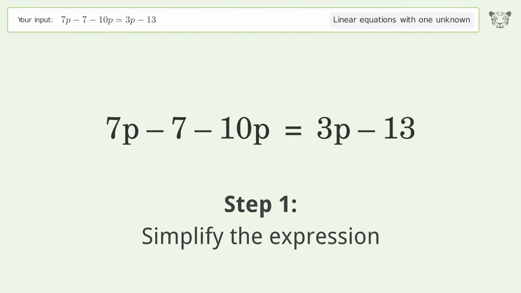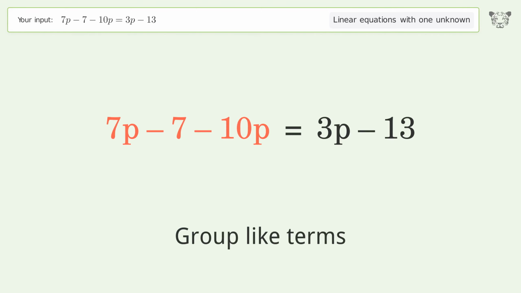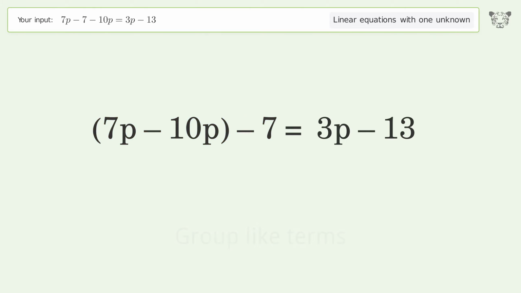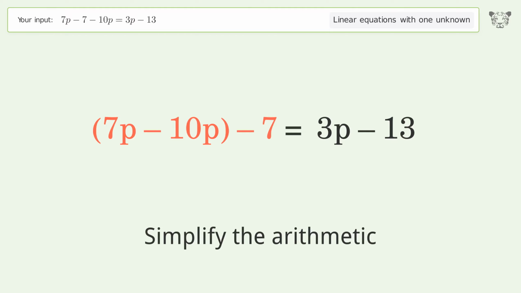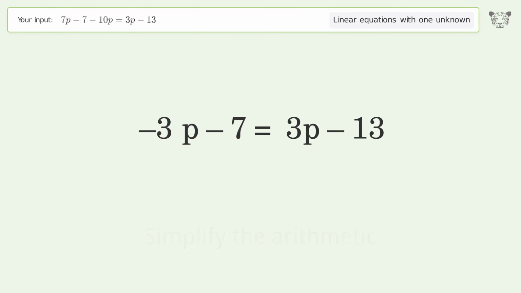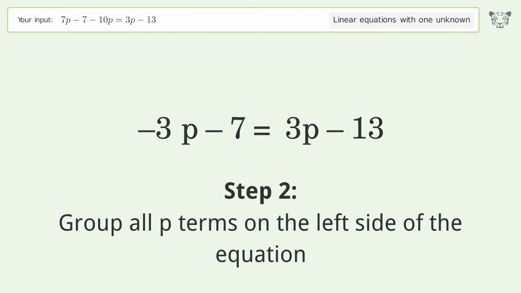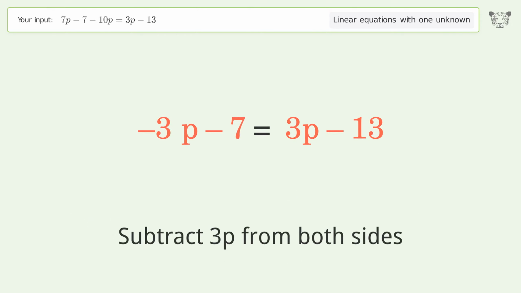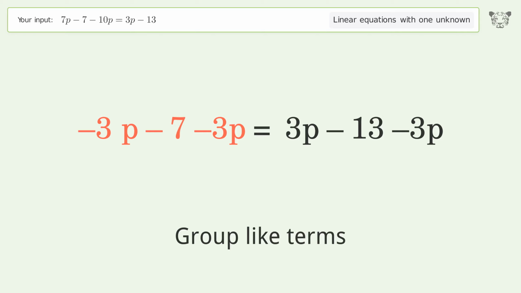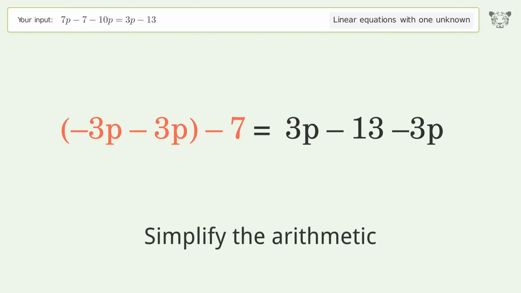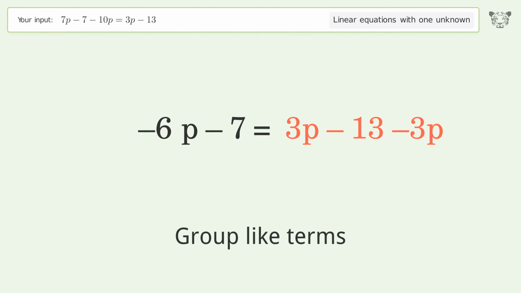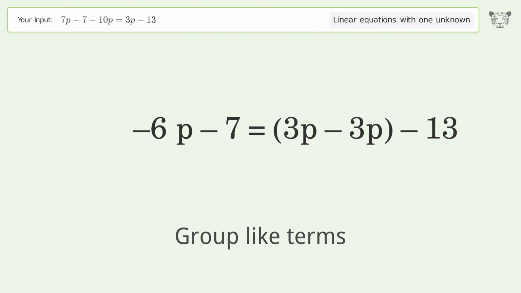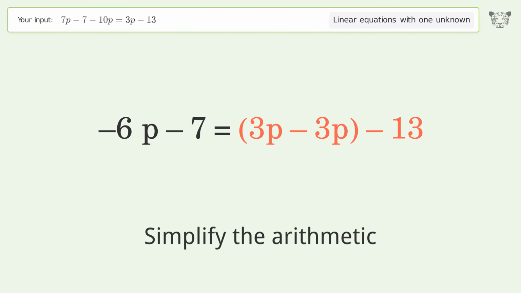Simplify the expression. Group like terms. Simplify the arithmetic. Group all p terms on the left side of the equation. Subtract 3p from both sides. Group like terms. Simplify the arithmetic. Group like terms. Simplify the arithmetic.